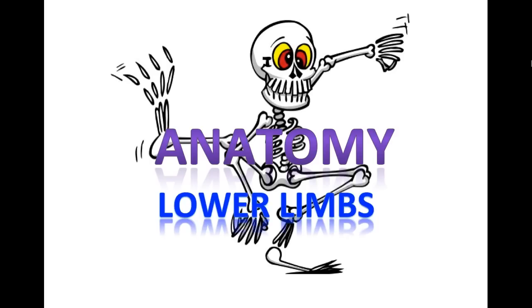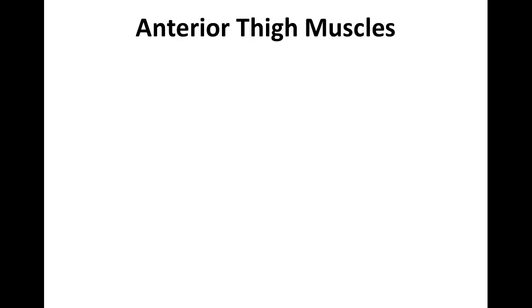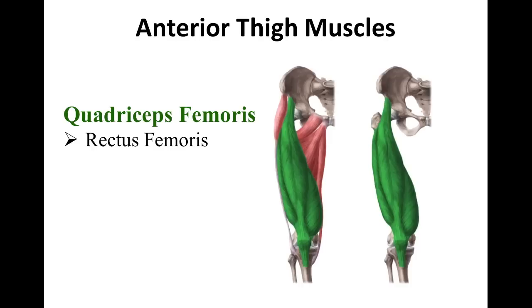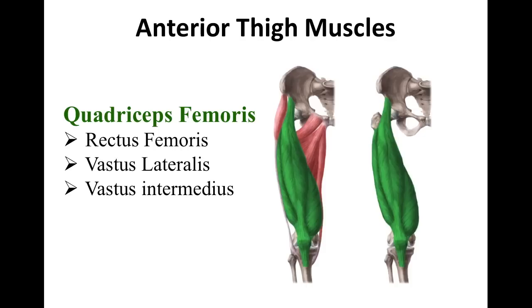Today we're going to be talking about the anatomy of the lower limbs. We're going to focus on the anterior thigh muscles first. So what makes up the anterior thigh muscles? The quadriceps femoris. Quad meaning four. So it consists of rectus femoris, vastus lateralis, vastus intermedius, and vastus medialis.